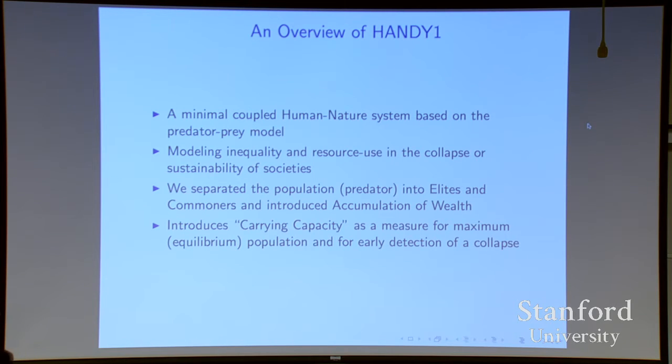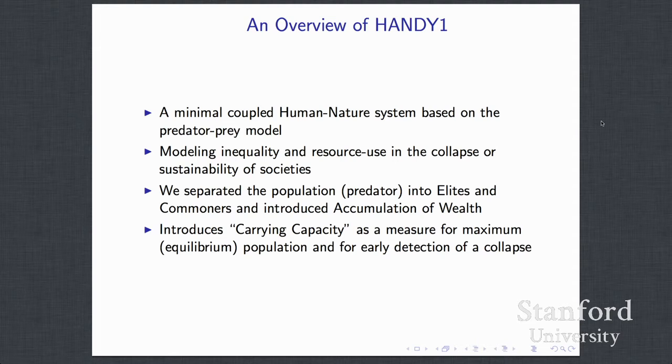Okay, so with this, I would like to go into a description of the HANDY model. So HANDY was our first attempt at understanding these fully coupled systems. So we sat down and we said, what's the easiest way to understand the interaction of human population and resource use on this planet? And we started with the predator-prey model, looking at population as a predator and resources as prey. And then we built this model, HANDY.